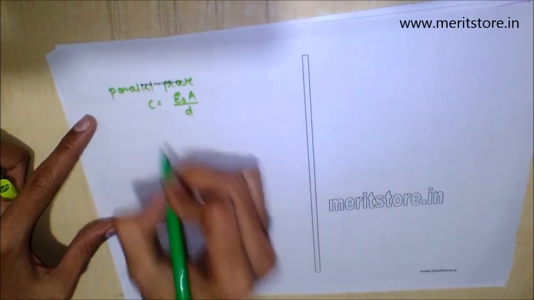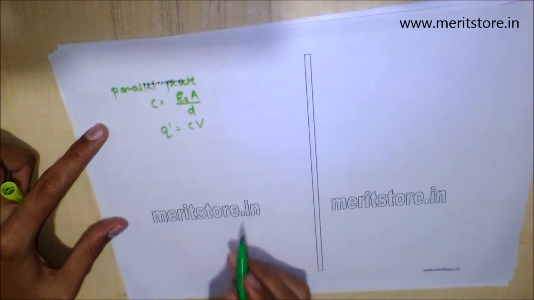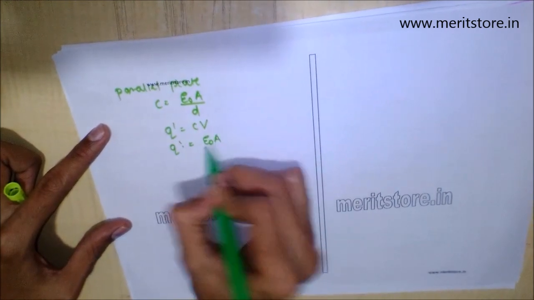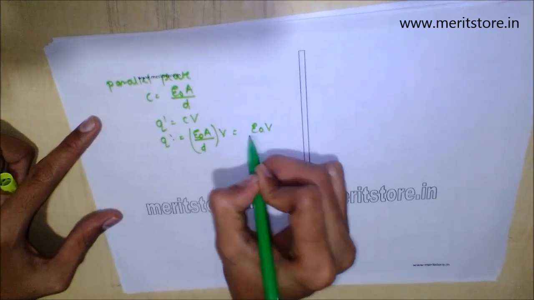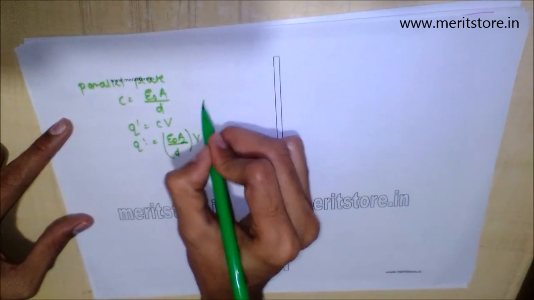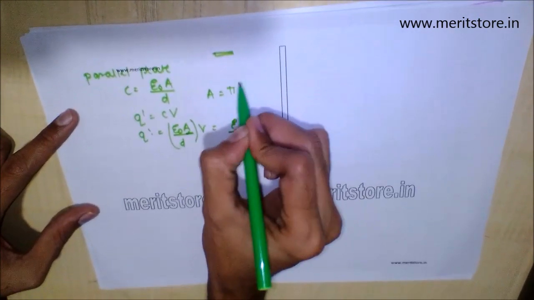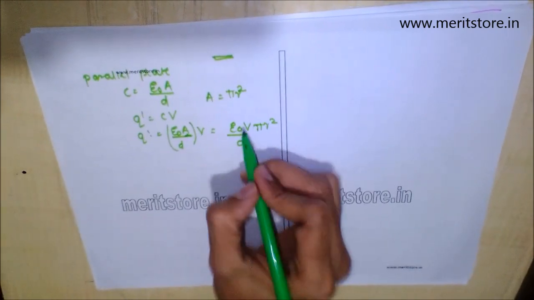So earlier we found Q, the charge on the small disk. So Q prime is equal to C, which becomes epsilon naught A upon D, times V, which equals epsilon naught V upon D times A. This A is the area of the disk, which is a circle, so the area becomes pi r square. Okay, this becomes our equation.